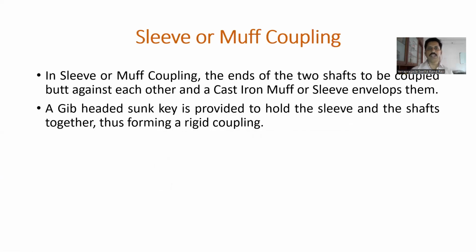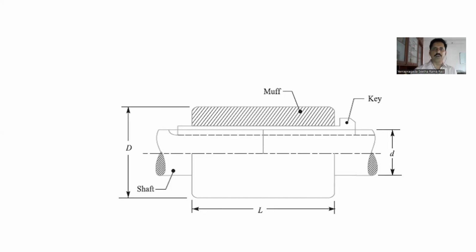So this is about the jib-headed sunk key, also provided to hold the sleeve and the shaft together. Thus this forms a rigid coupling. That is the working principle of the sleeve or the muff coupling.